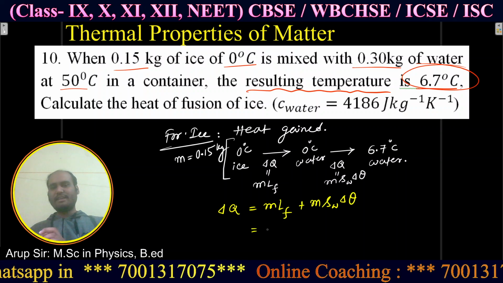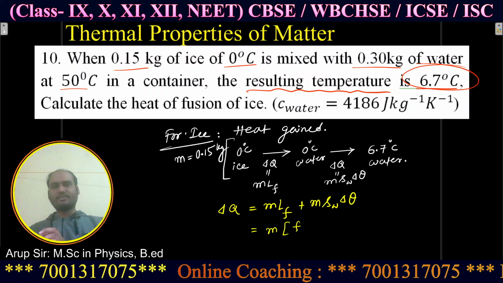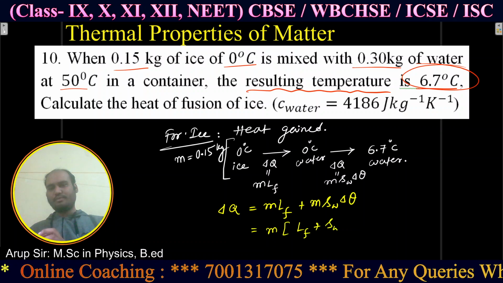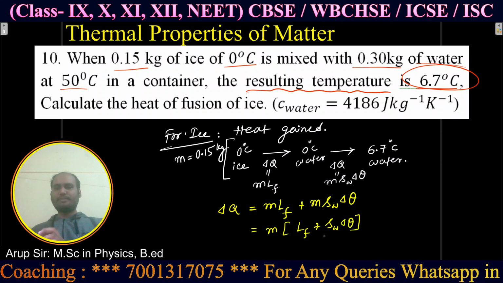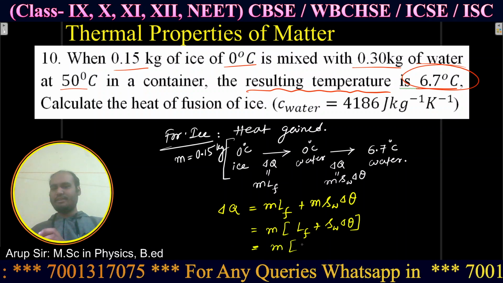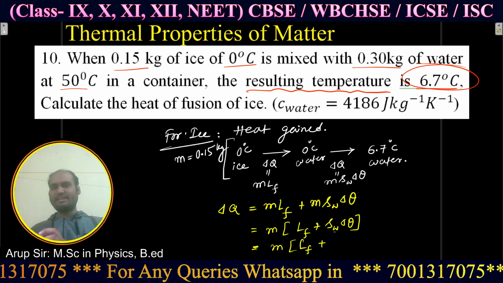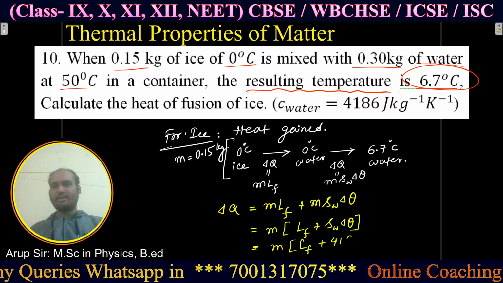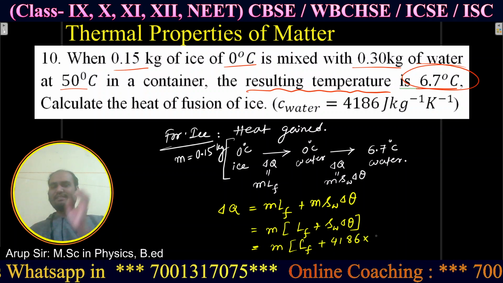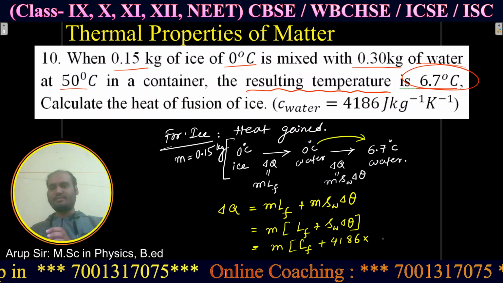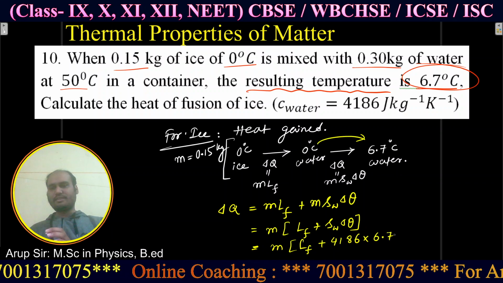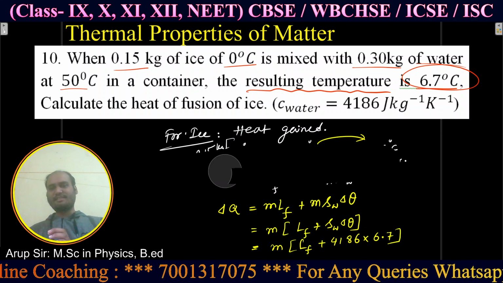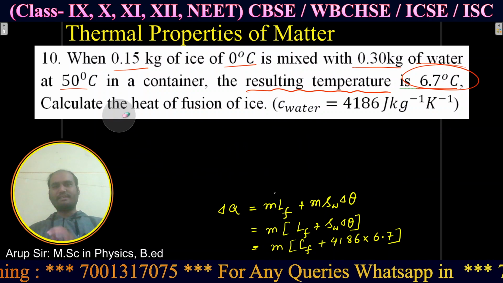And if you put it, then m will be common, so m into Lf plus s water into delta theta, right? Delta theta. So basically what is the change in temperature? Lf we need to find out, but what is the specific heat capacity of water? It is given in joule unit. So 4186 into delta theta. How much is the change? The change from 0 to 6.7, so it will be 6.7. Okay, is the change clear? Now this is the situation where heat is rising.